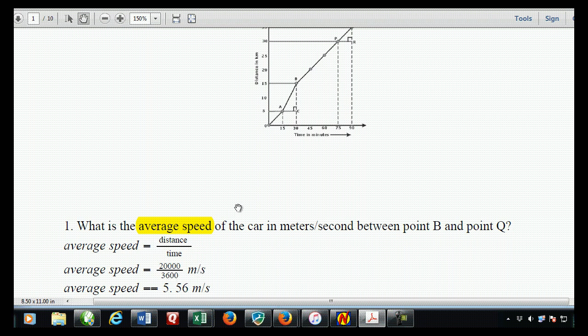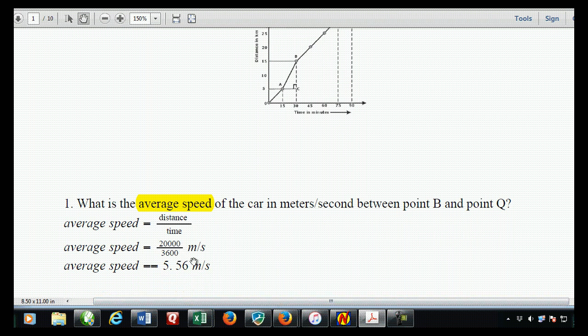How many seconds are there in 1 hour? Since it was 60 minutes, it's 3,600. So we just did a straight division, got 5.56 meters per second. Do not forget that's your units.